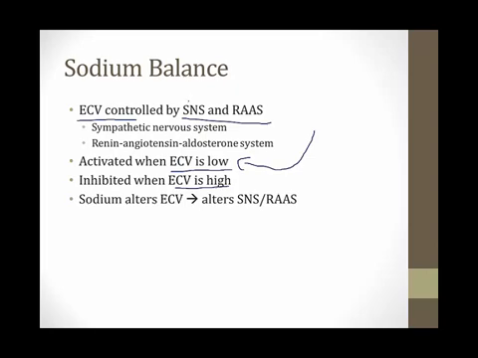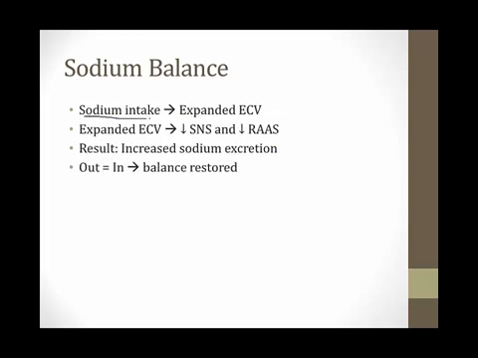So anytime the ECV becomes low, these two systems are activated, and sodium can alter these systems because sodium can alter the ECV, and therefore it can modify the sympathetic nervous system and the RAS system. As we saw 2 slides ago, when you take in sodium, you expand the ECV. This expanded ECV decreases the activity of the sympathetic nervous system and the RAS system. This in turn will lead to increased sodium excretion and restore balance by making sure that the amount of sodium going out of the kidneys matches the amount coming in.